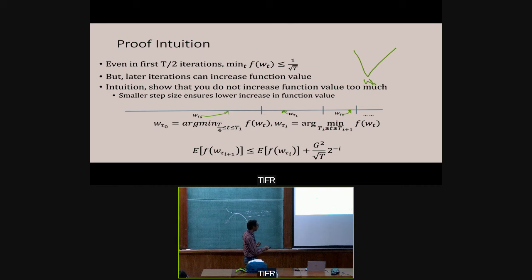And then we can get this general identity, that the minimum function value in this epoch is not much worse than the function value that I have in the next epoch, right? And that's why the final function value that I'm getting is not much worse than the already 1 by root t rate that I had. So I will get overall 1 by root t rate.